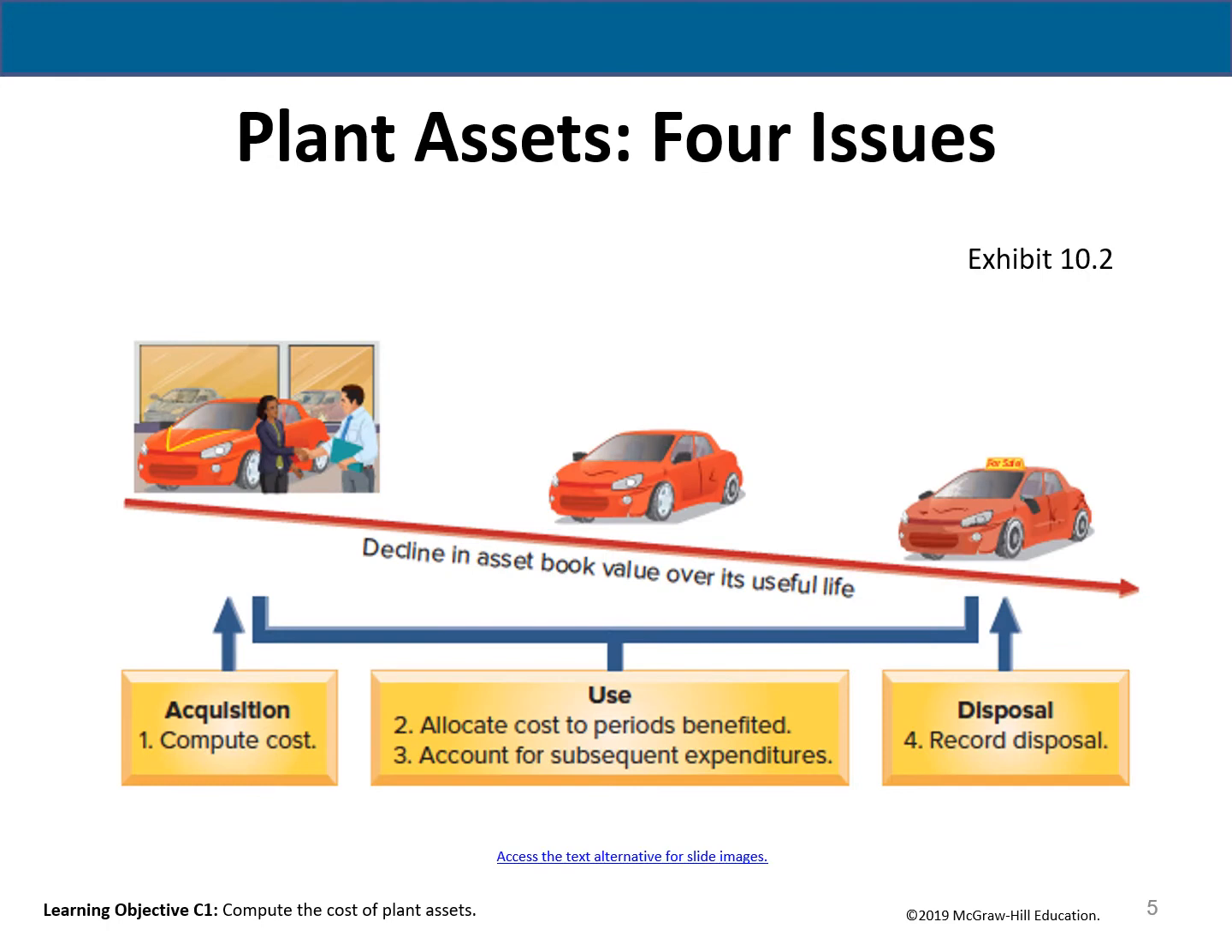There are 4 issues when it comes to property, plant, and equipment, or plant assets. And I already talked about them a little bit. The whole phase of its life: buying the asset, allocating costs to the periods you benefit from it, depreciation, subsequent expenditures you have after you buy the asset, and then ultimately disposing of it.